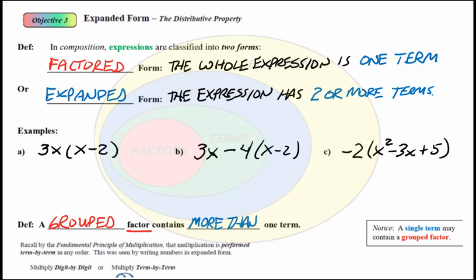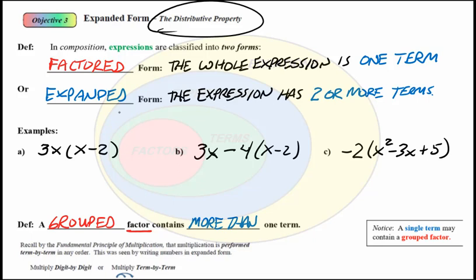Alright, so now we're going to talk about different forms of expressions and eventually the distributive property, which I'm sure you guys have heard before. But the thing about composition is that there's two types of expressions. There's expressions that are in factored form. Factored form is when a whole expression is just one term. If it's one term, it just consists of factors, so we call it factored form. And then there's expanded form. The expression has two or more terms. So any expression with two or more terms is called expanded form.